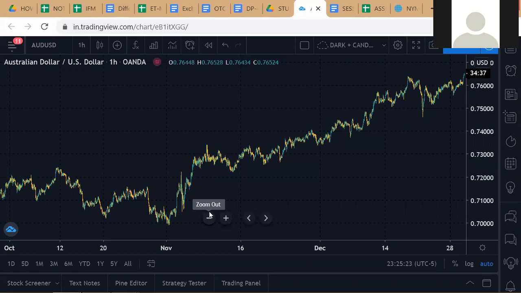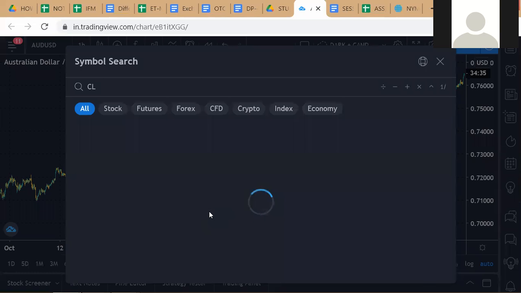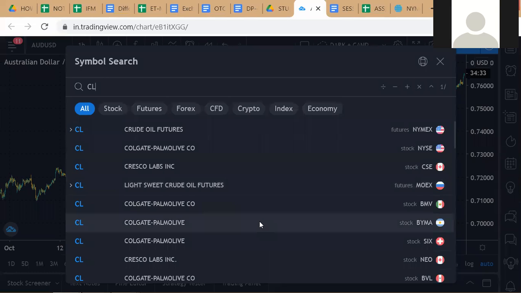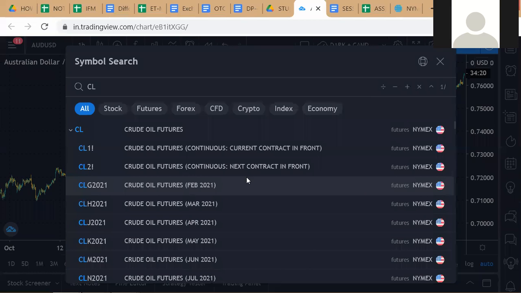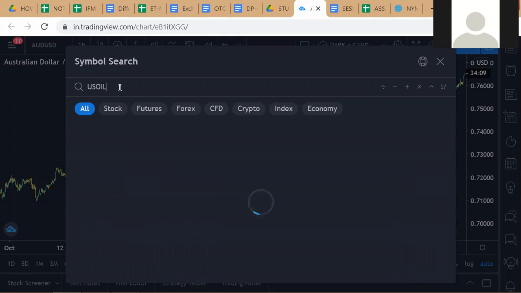For crude oil, just type CL. What we want is, we don't want futures, because you'll notice when you start looking at futures, it gives you many options. Continuous contracts, we'll discuss what these are. Here you see the Feb contract. Again, this is not the right way to chart it. So for crude oil, I would say that you type US oil.